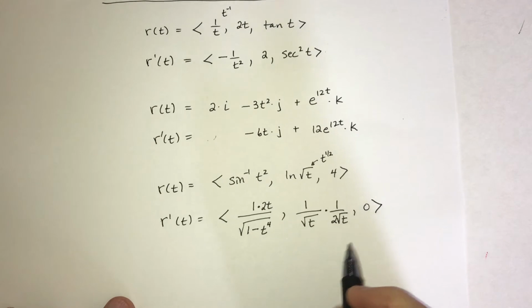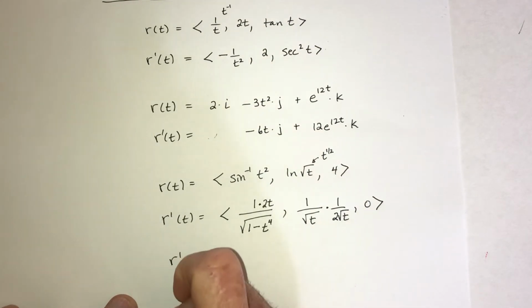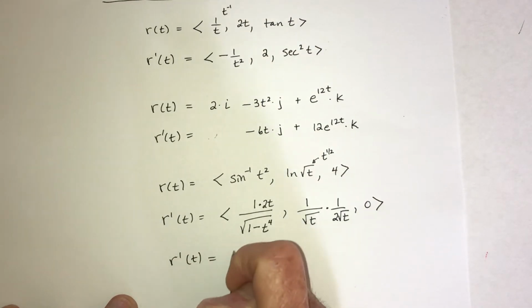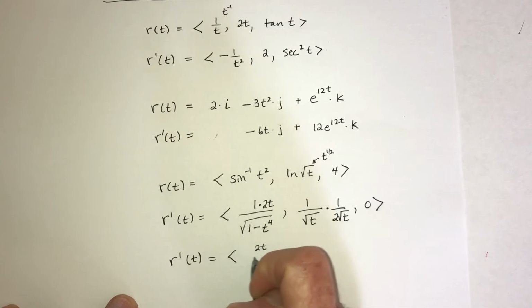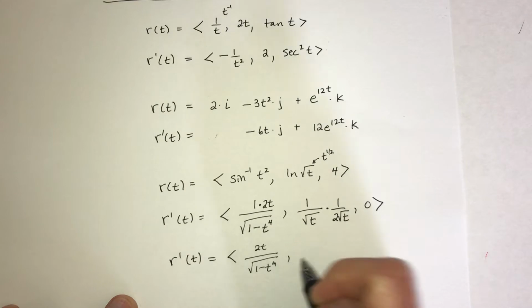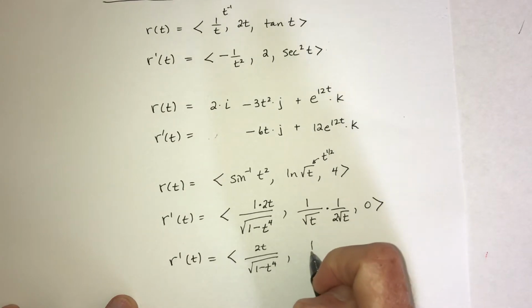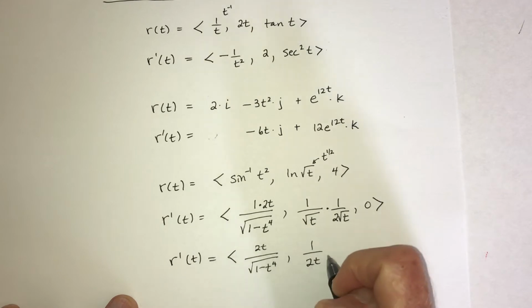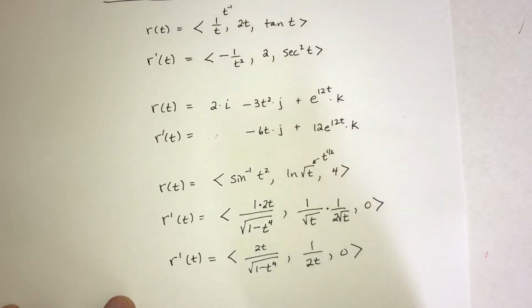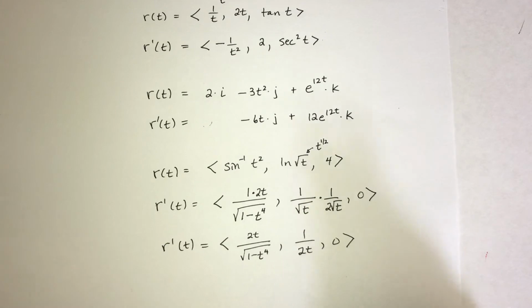So this one needs to be cleaned up just a little bit right here. The first part is just 2t over the square root of 1 minus t to the 4th. In here, the radical t times the radical t, that's just going to be t, so it's 1 over 2t, and then 0. All right, so those are derivatives. How about integrals?